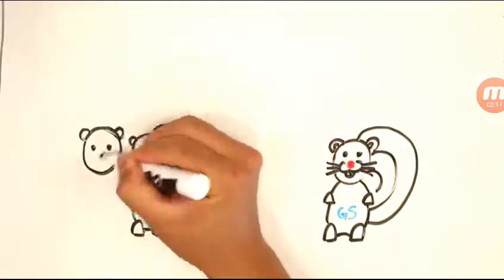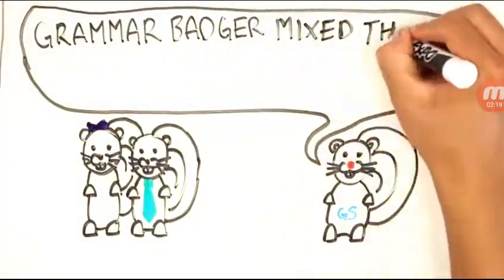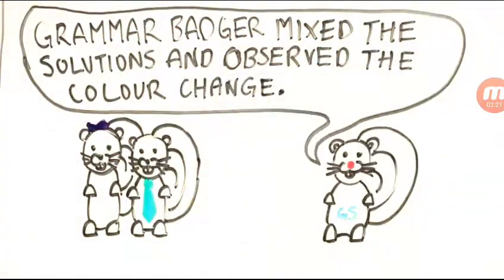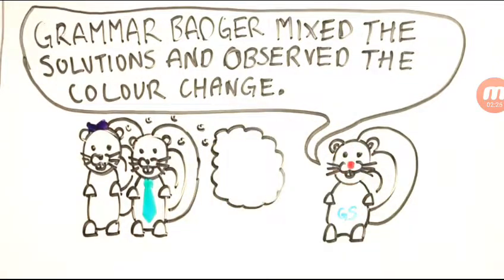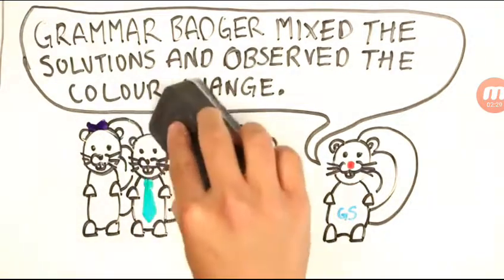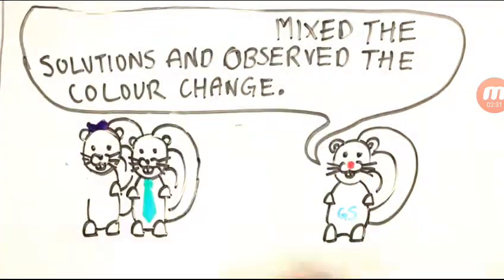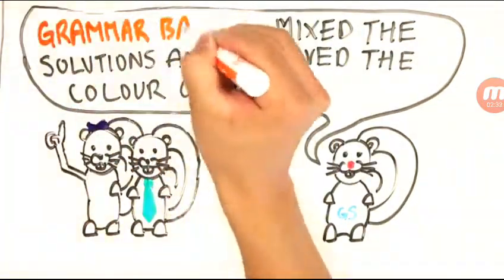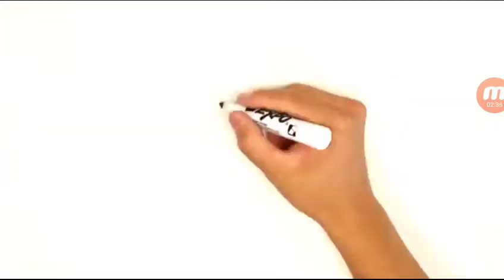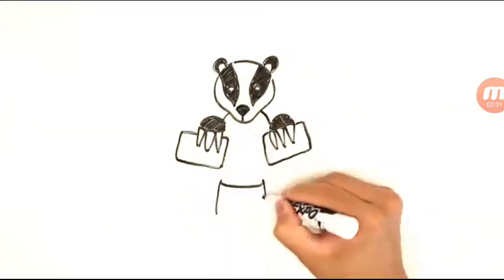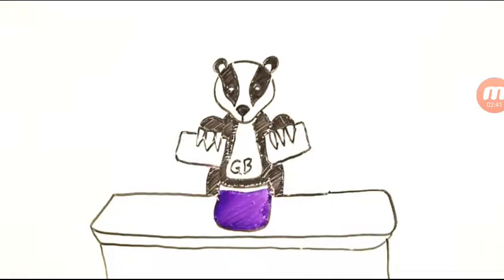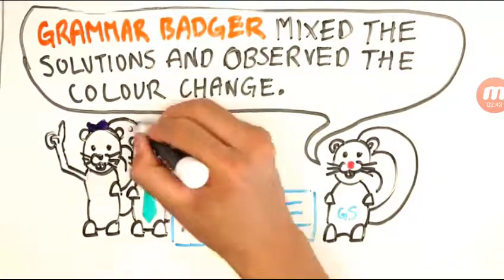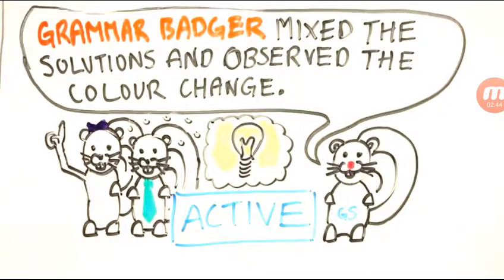So, here's the first one. Grammar Badger mixed the solutions and observed the color change. Maybe they haven't got it just yet. What about you? Is this sentence written in the active or the passive voice? Remember, start by working out the subject of the sentence. Okay, great. And if the subject is actively performing the action of the verb, which the Grammar Badger is, then this must be written in the active voice.